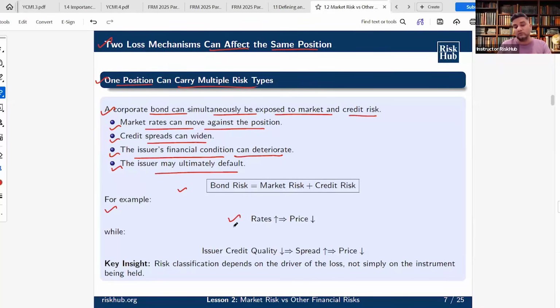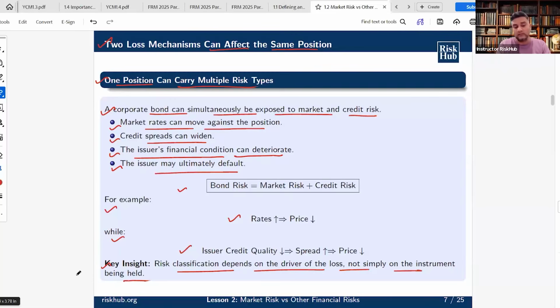For example, rates go up, price goes down, while issuer credit quality goes down. That implies spread goes up. That implies price goes down. Key insight: risk classification depends on the driver of the loss, not simply on the instrument being held. So basically, the slide is listing 4 things that can hurt a corporate bond holder. Market rates move against the position, credit spreads widen, the issuer's financial condition deteriorates, the issuer defaults. Bond risk equals market risk plus credit risk.